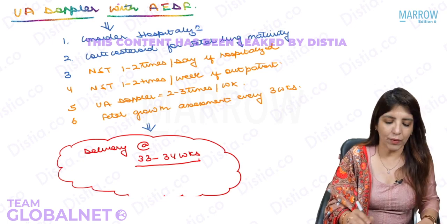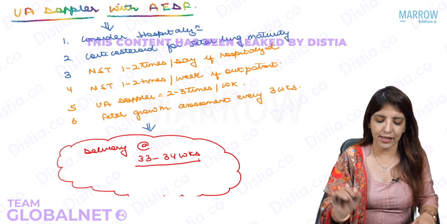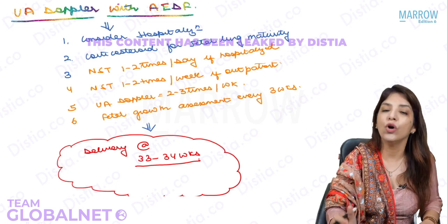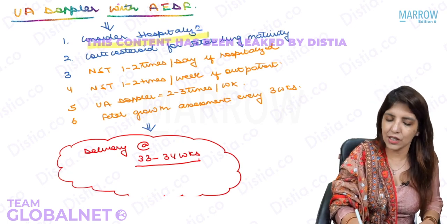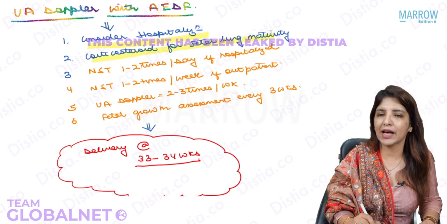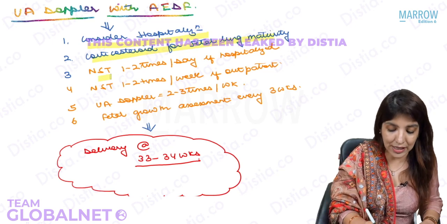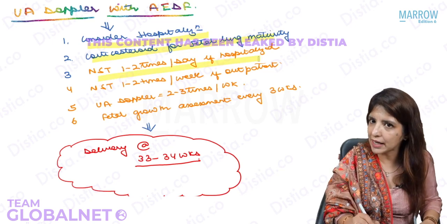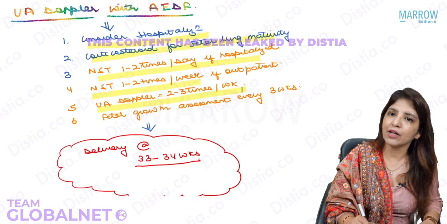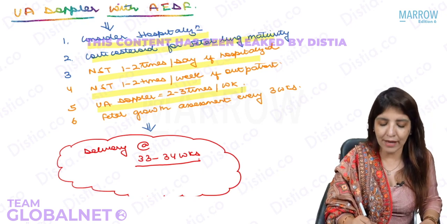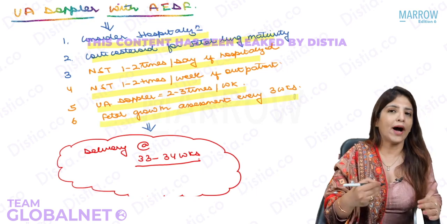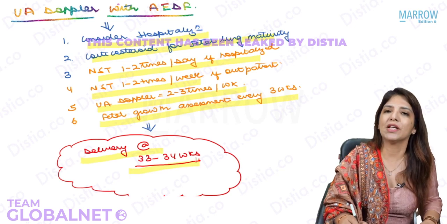Now comes the second category, where umbilical artery Doppler shows you absent end diastolic flow. Whenever umbilical artery Doppler is showing you absent end diastolic flow, you should consider this patient for hospitalization. You should give corticosteroids for fetal lung maturity. If your patient is hospitalized, you should do NST once or twice daily. If your patient is not hospitalized, then you should do NST once or twice weekly. The umbilical artery Doppler should be done at least 2 to 3 times in a week, and ultrasound for fetal growth assessment should be done every 3 weeks. Now, I will do this and I'm going to deliver the patient between 33 to 34 weeks.